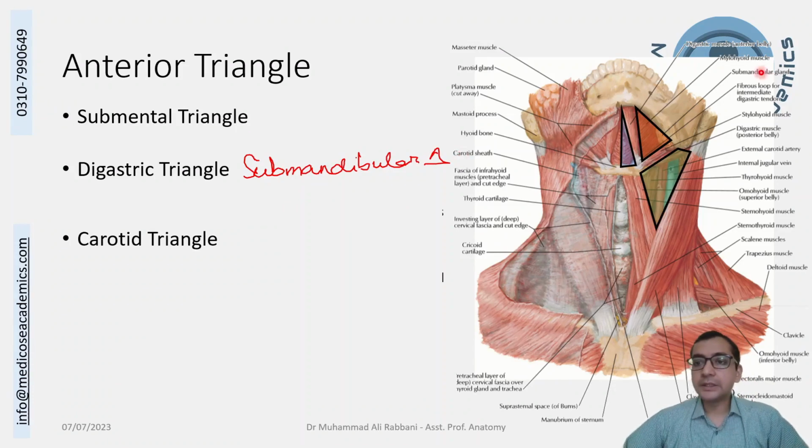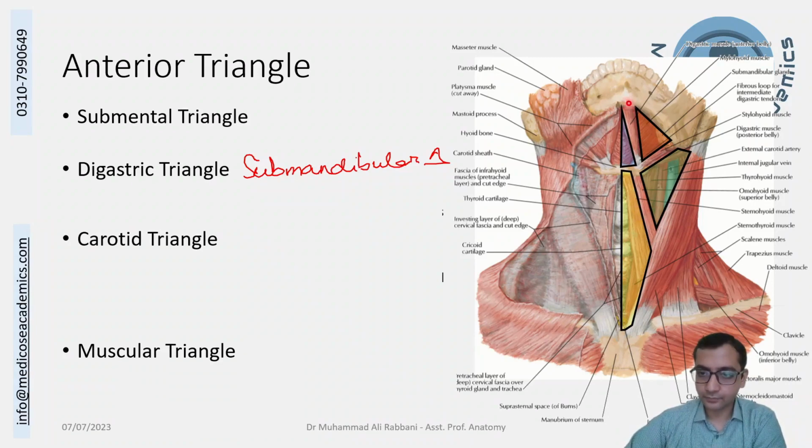Then the next one, this is the carotid triangle. As you can see, it has carotid vessels in it, internal carotid and common carotid. It is made up of, superiorly, the digastric and stylohyoid muscles, anteriorly the superior belly of omohyoid, and posterolaterally the anterior margin of sternocleidomastoid.